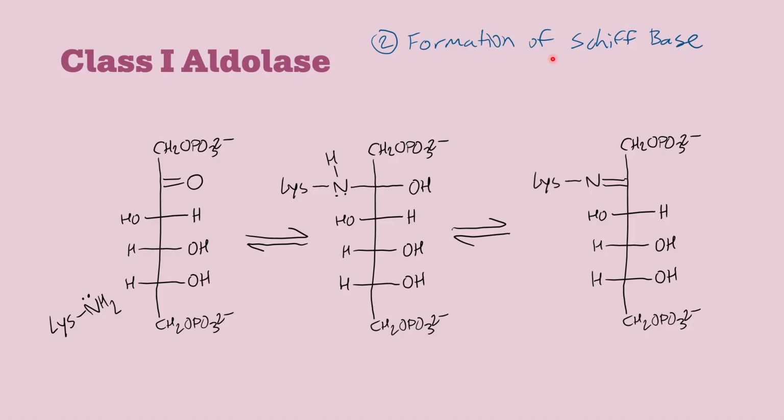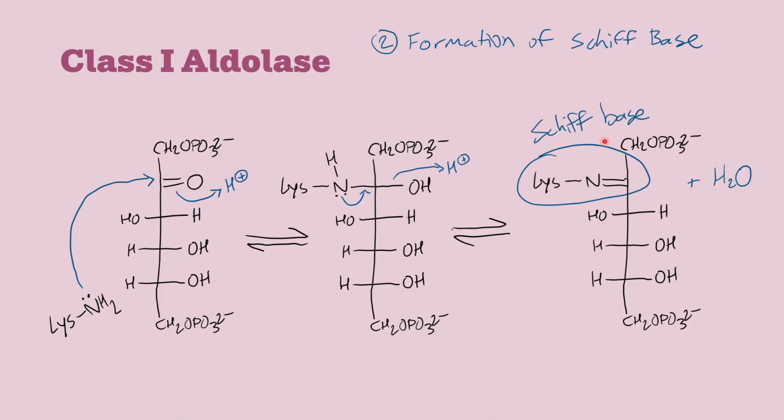The next step is to form a Schiff base. The nitrogen on this lysine side chain of the enzyme does a nucleophilic attack on the ketone, causing this intermediate to form. The water then comes off as a leaving group, resulting in the Schiff base.